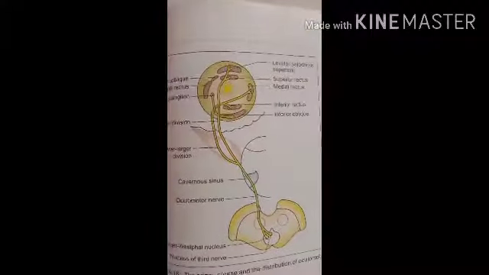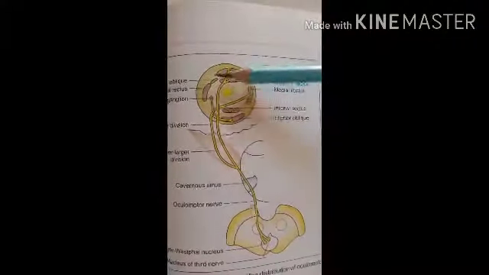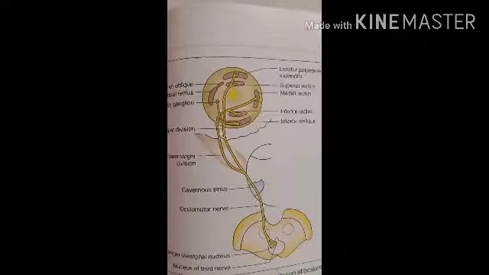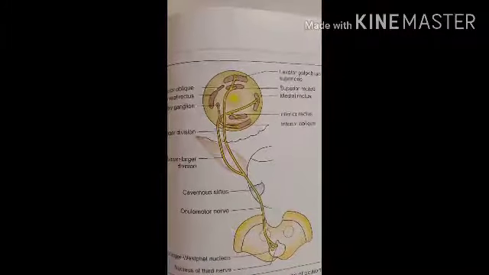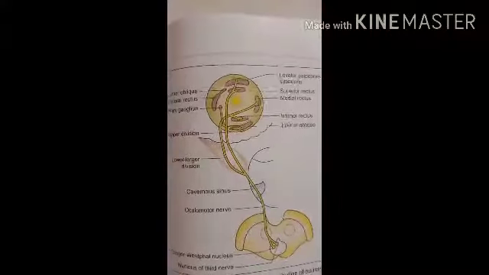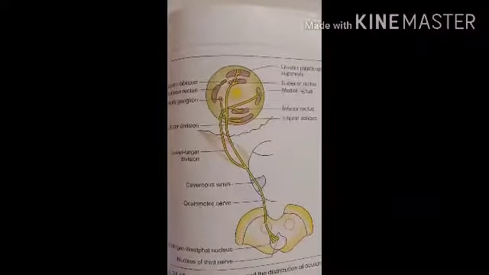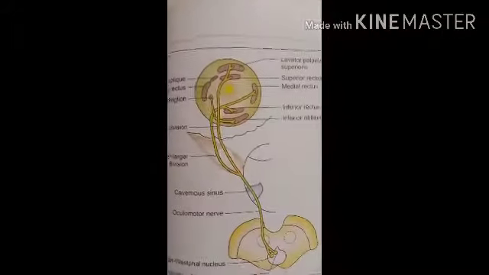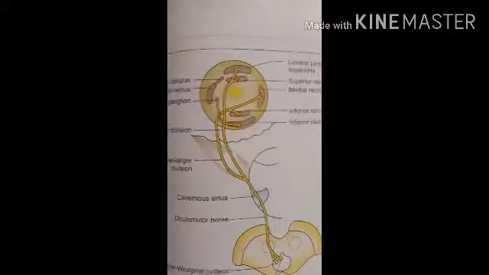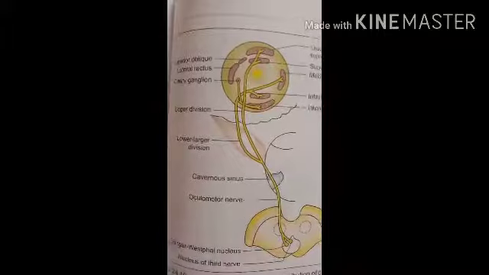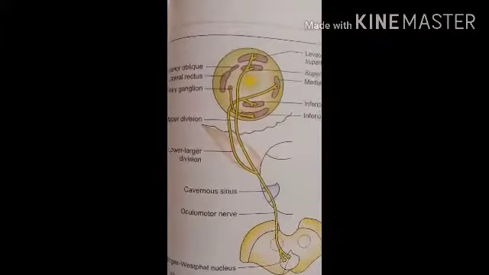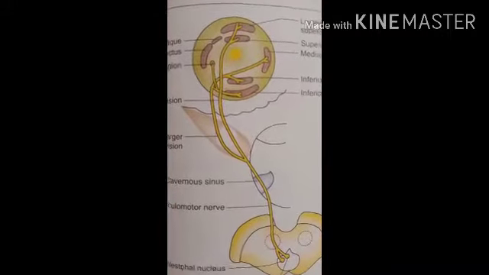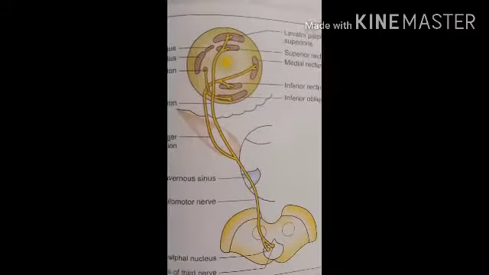There are 6 muscles present which help to move the eyeball: the superior rectus, inferior rectus, medial rectus, lateral rectus, superior oblique and the inferior oblique. Out of these, the superior oblique muscle and the lateral rectus muscle are not supplied by the oculomotor nerve. Then the course, relation and the distribution of the oculomotor nerve.